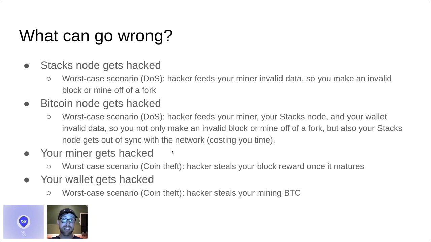If your miner gets hacked, it's a bit worse. The worst case scenario for you here is a coin theft, because the hacker can just steal your block reward once it matures, because they'll know your private key and they'll be able to spend your matured block reward as soon as it matures. Similarly, if your wallet gets hacked, and this should be a rare thing if you're using a hardware wallet, and one of the reasons why I highly recommend you use a hardware wallet, it's also a coin theft problem. They can steal your stash of Bitcoins that you intended to use to mine.